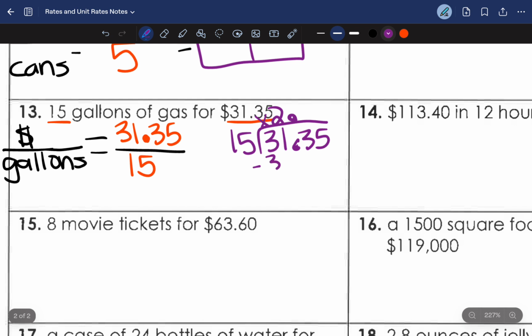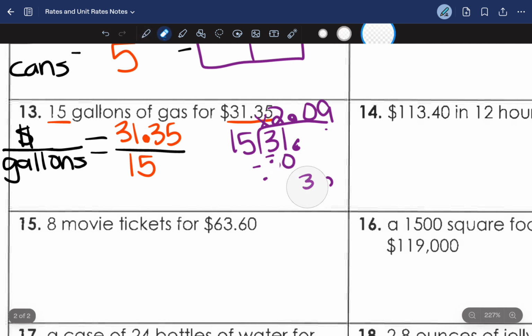I'm going to subtract 30 for a remainder of 1. Bring down that 3. So it goes in 0 times because 15 is bigger than 13. So I'm going to bring down that 5. So I have 135. So if I skip count 15, it goes in 9 times. 15 times 9 is 135. So that would be my answer.